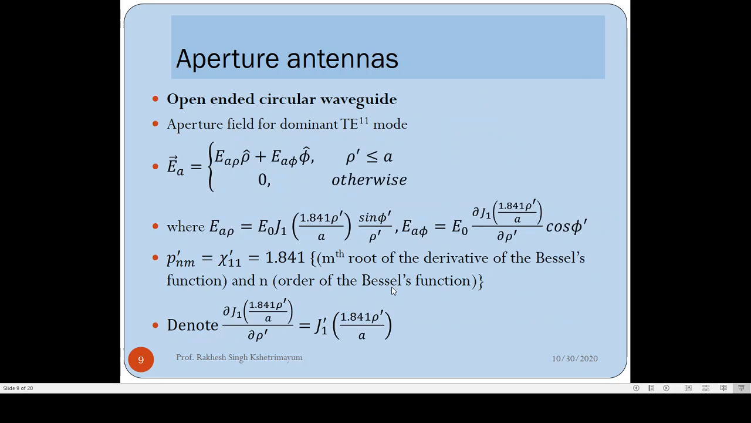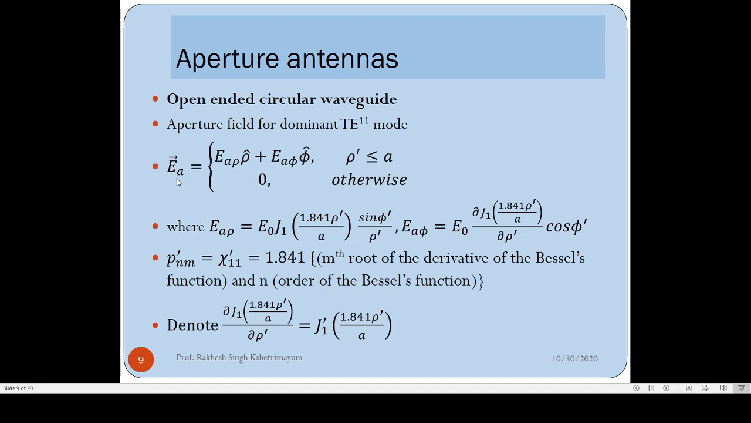Okay, just before that, let's discuss the open-ended circular waveguide. Similar to the open-ended rectangular waveguide, we can also find the aperture field for the open-ended circular waveguide, and you know that the dominant mode for the circular waveguide is the TE11 mode, and you also know the fields for the TE11 mode. This is actually discussed in any undergraduate microwave engineering course. You can always find the fields for the rectangular and circular waveguide by solving the wave equation. And we assume that in this class you already know all these expressions.